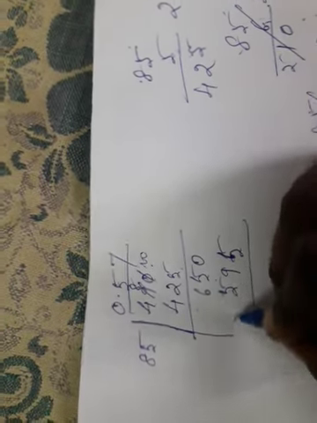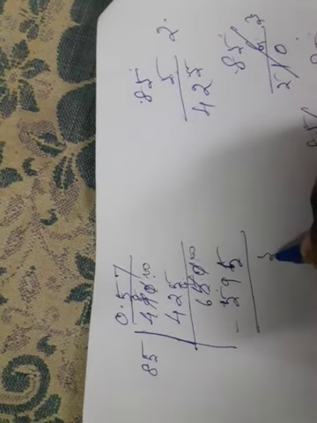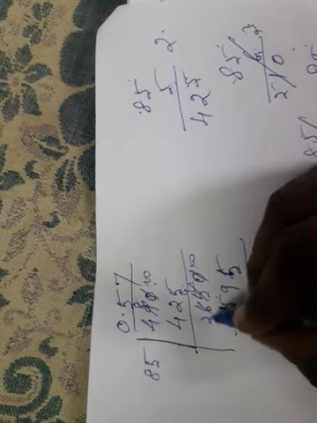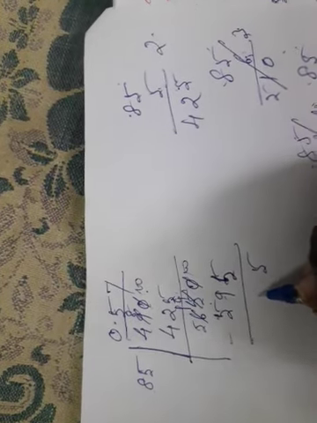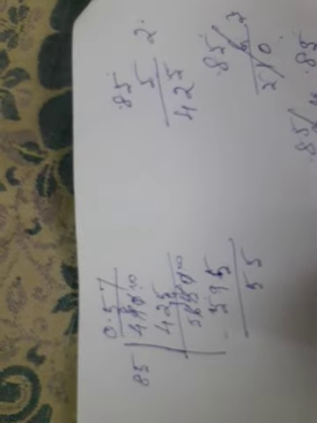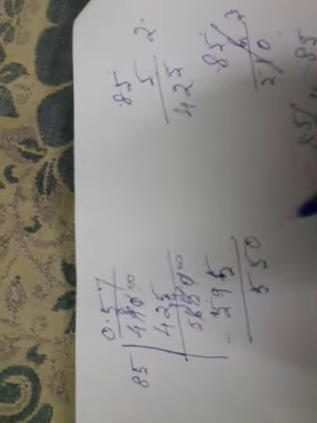595. You have to do the subtraction. So 5, 4. So 10 minus 5, 5. Is also not possible. Borrow. 14 minus 9, 5. 5.